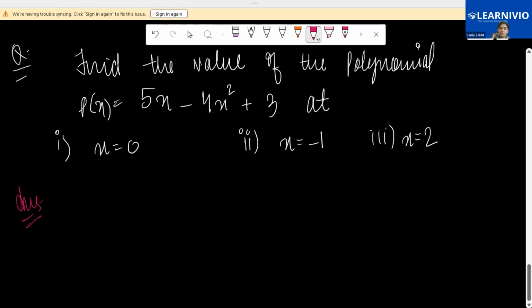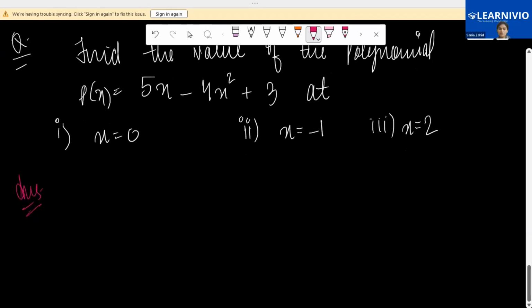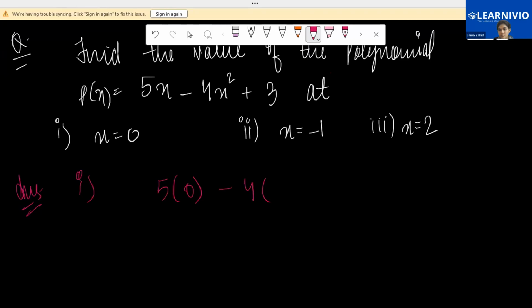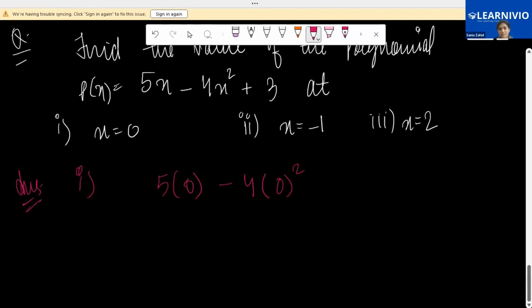The first answer is 0. Put on a camera. Okay. Why is it 0? Because I did 5 into 0, which is 0. Then minus 4, 0 squared, which is basically 4 squared. Now why is it plus 3? Speak loudly. Plus 3. Okay. Tell us now one by one.